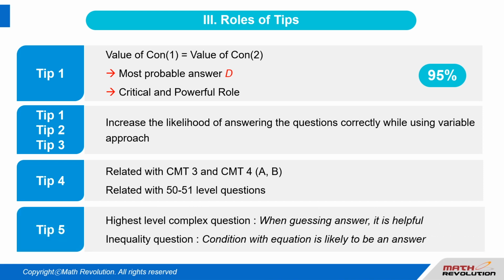Finally, Tip 5 helps in solving the highest level complex questions and is effective when guessing answers. If a question deals with an equality, conditions with equations would most likely be the answer. So, knowing Tip 5 actually increases the likelihood of answering questions correctly. Tip 5 is useful when you don't have any idea how to solve a certain question.